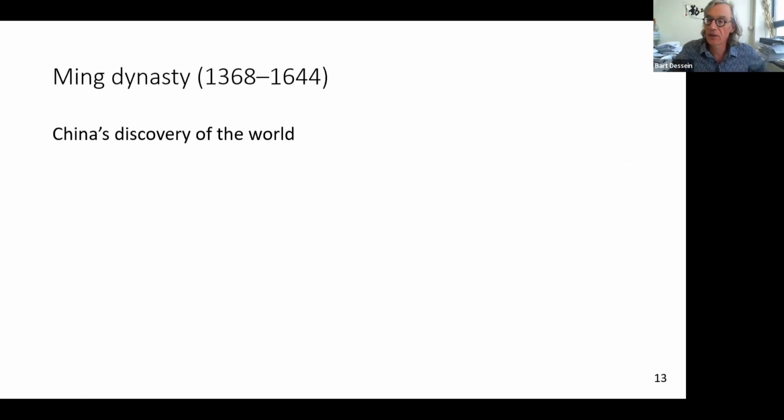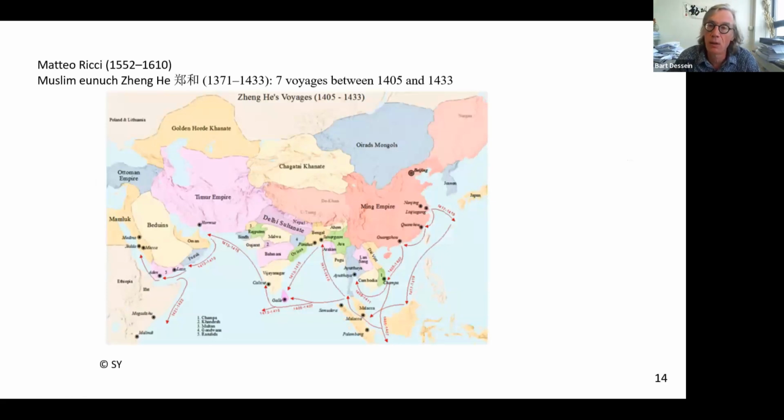Another following great Chinese dynasty is the Ming dynasty. And this is the dynasty in which, as I put it here, China really discovers the world beyond the seas, in two respects. One respect is the entry of Jesuit missionaries in China, most famous one, most likely being Matteo Ricci.